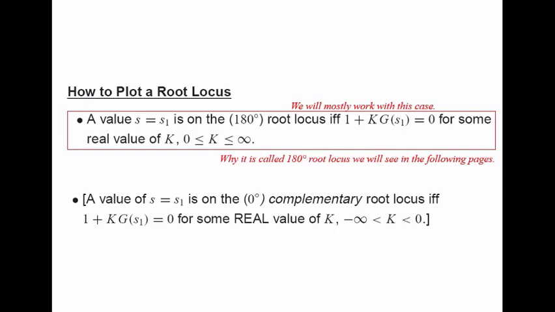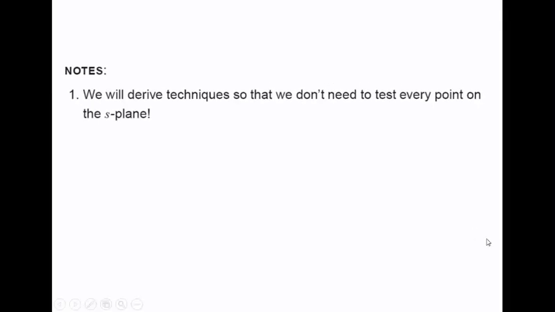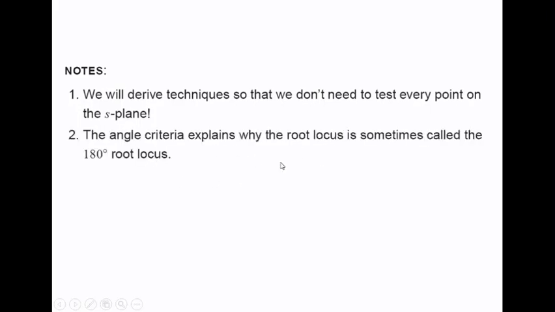If we have multiple points, then this job will become very difficult if each time we evaluate this equation for each and every point. So what do we do? We will derive techniques so that we don't need to test every point on this plane. We have to derive techniques that easily tell us whether a particular point is located on the root locus or not. The angle criteria will tell us why the root locus is sometimes called the 180 degree root locus, as I discussed in our previous slide.